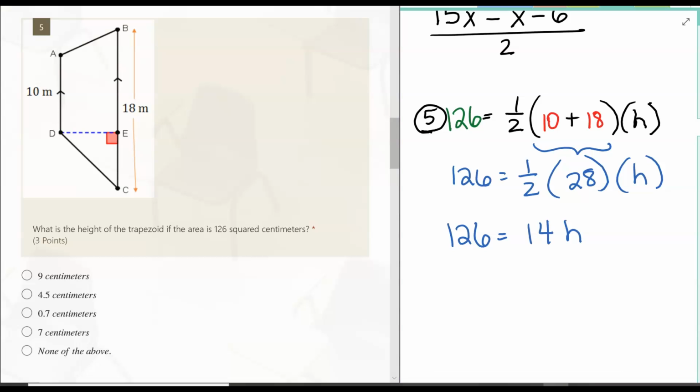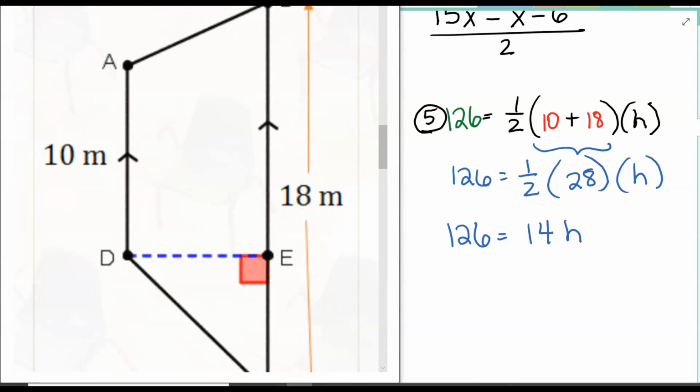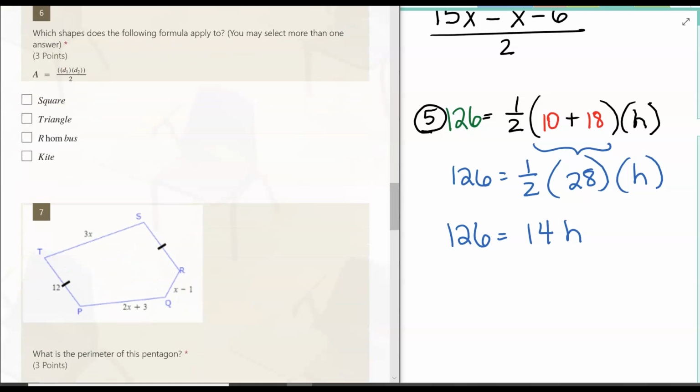Oh, nothing. I just typed it in the calculator wrong. I get 9 centimeters. I don't know why it just got so big, but that one was 9 centimeters.